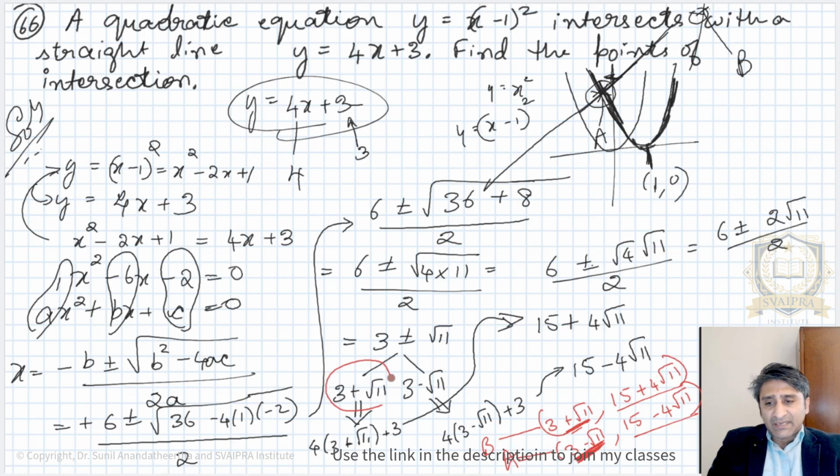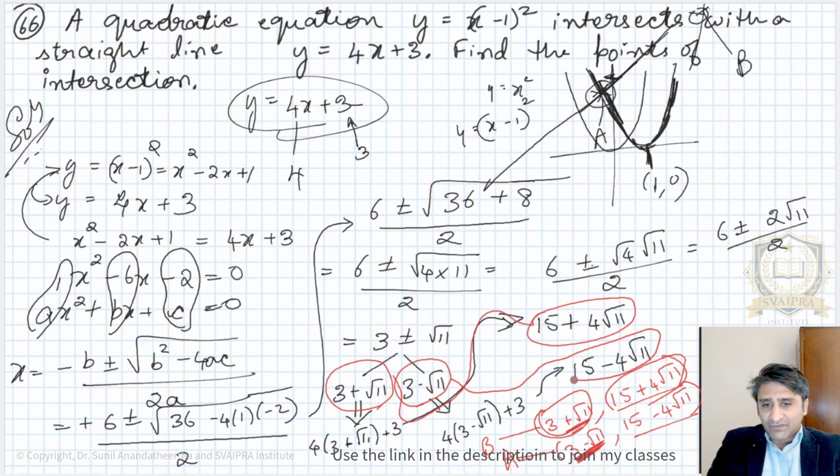Now how did I move from here? This is 3 plus root 11 over there, and if I move along this line, the corresponding value is 15 plus 4 root 11. The same is the case here: I move here and I move here and I get that number, which is the same as this one. So the problem is solved. There are 2 points of intersection, A and B, and these are their coordinates.